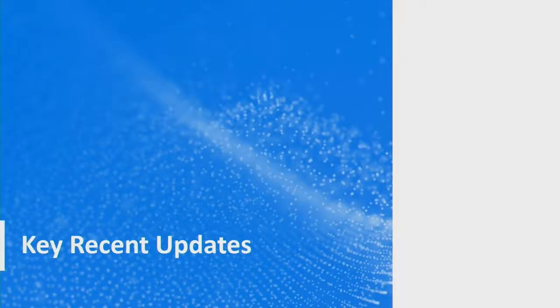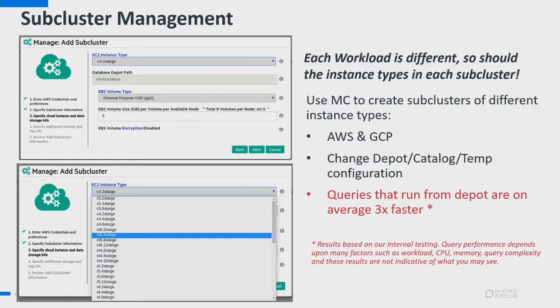So let me tell you guys about the key recent updates we have made to Vertica Management Console. With Vertica Eon Mode, we introduced the feature for creating subclusters. Users use subclusters to isolate their workload. Now, since each workload is different, so should each subcluster be. Now you can use Vertica Management Console to create subclusters of different instance types and different instance sizes.